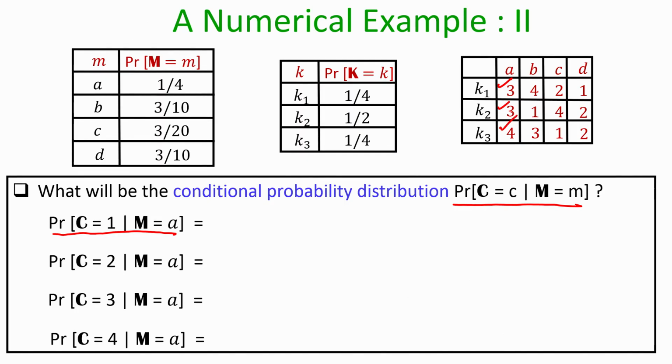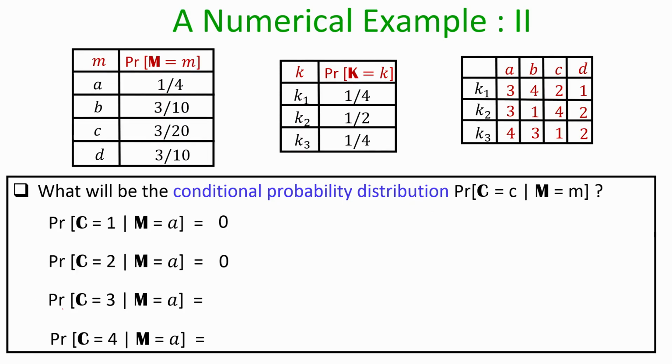For no value of key K would the encryption of A have given you the ciphertext 1. That is why we can say that the conditional probability that the ciphertext is 1 given that the plain text is A is 0. In the same way, the conditional probability that the ciphertext is 2 given that the plain text is A is again 0, because you can see from the encryption matrix, the encryption algorithm, that for no value of key does the encryption of A under that key give you the ciphertext value 2.